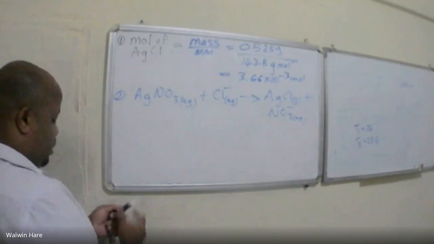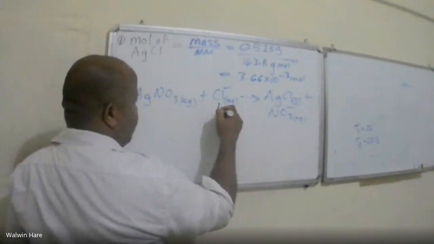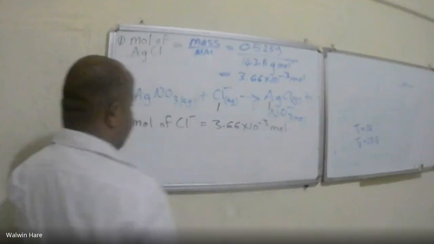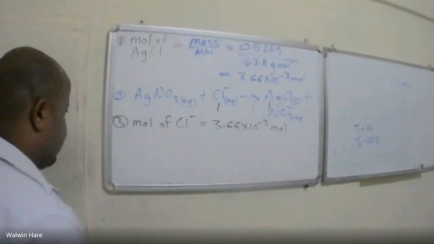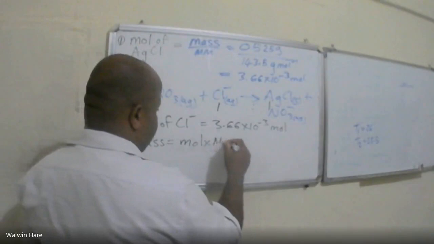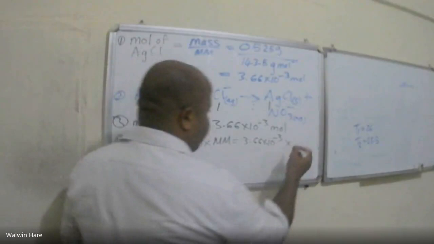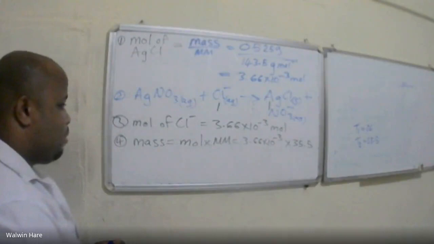All right. Now we already know that the mole ratio between the chloride ion and silver chloride is 1:1. So therefore, the moles of the chloride ion is equal to 3.66 times 10 to the negative 3. All right. And once we have the moles, hold on, what did it ask for? The mass. All right. So, mass is equal to moles times molar mass. So it will be 3.66 times 10 to the minus 3 times its chloride ion, so it's 35.5. How much did you get? Sir, I got 0.12993 and I rounded it up to 0.13.